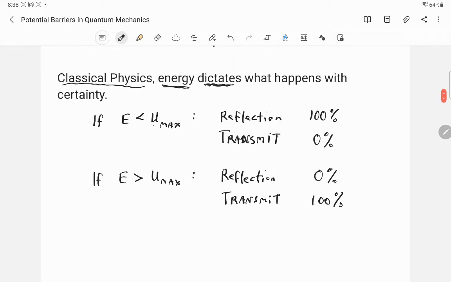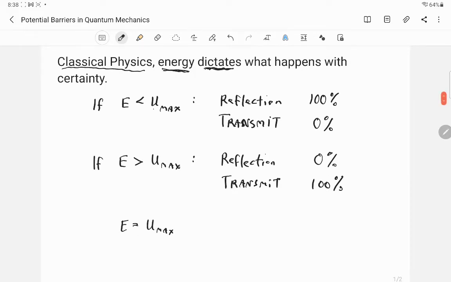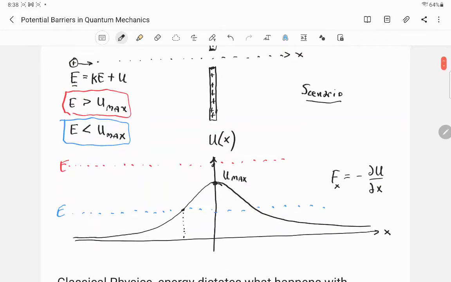And these are the two chances. And of course, there is the what if E is U max. This actually is strange. Classically, what that means is that we have a situation where the particle precisely has the energy to be able to make it to the top of the hill. But as it gets there, it loses its kinetic energy, and when it does get there, it doesn't have any kinetic energy anymore, which means it can no longer move, and it gets stuck there, actually.